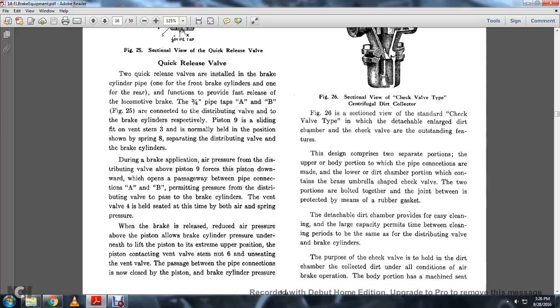During a brake application, air pressure from the distributing valve above piston 9 forces the piston downward, which opens a passageway between connections A and B, permitting the pressure from the distributing valve to pass to the brake cylinder. The vent valve 4 is seated at the same time by both air and spring pressure.